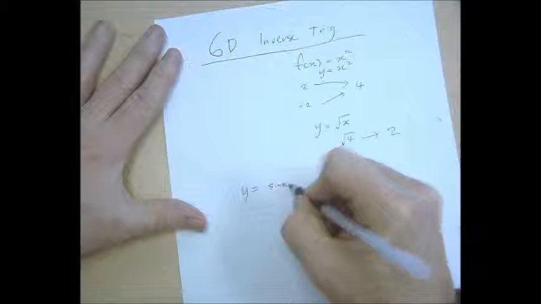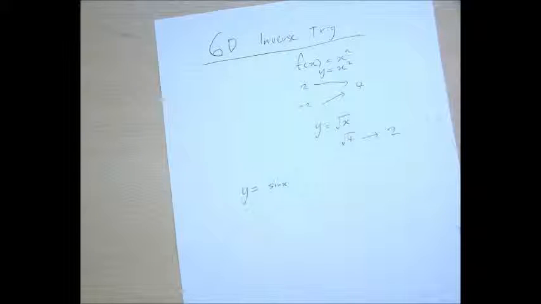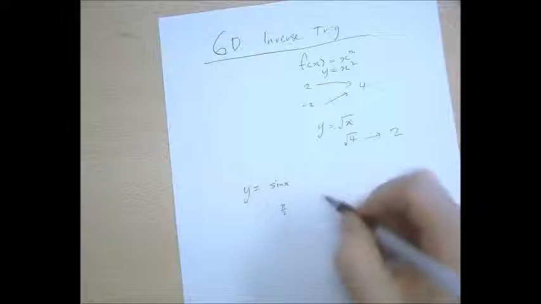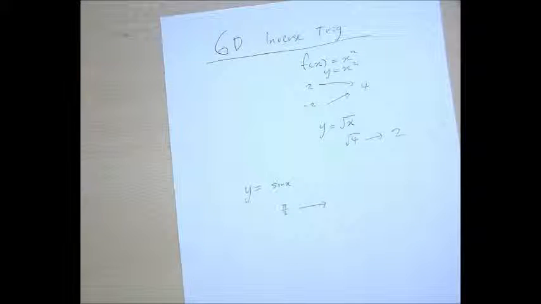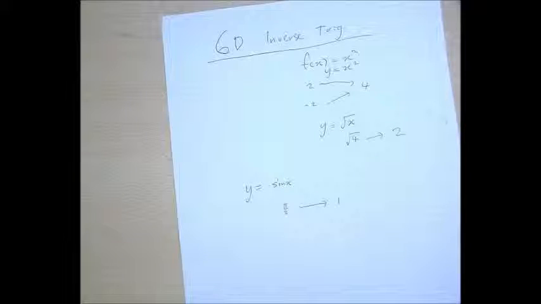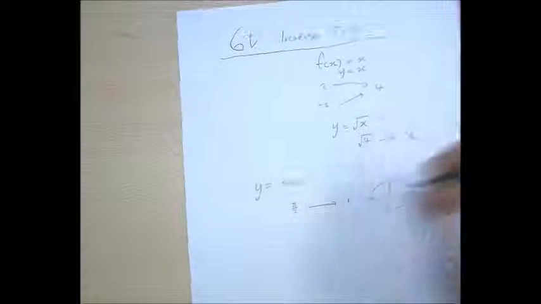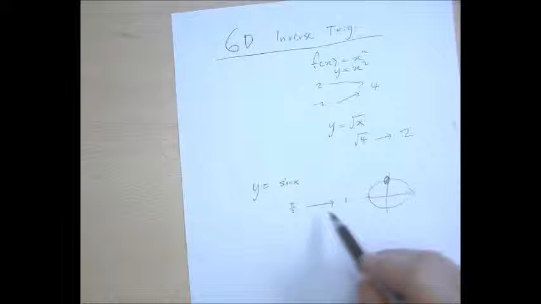Y equals sine x is about as many to one an example as it's possible to get, because there are so many values that go to the same thing. So pi over 2, what's the sine of that? 1, right? Sine of 90 is 1. Should I convince you of that? Sine is just how high you are when you swing around the circle. So start there, swing around, you end up there. How high is that? 1.